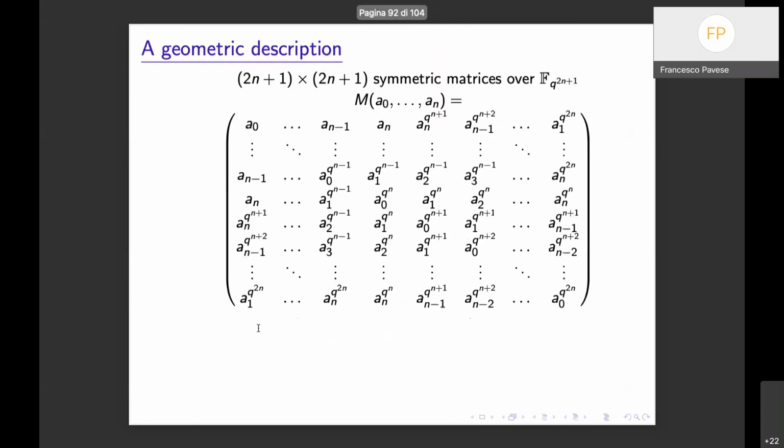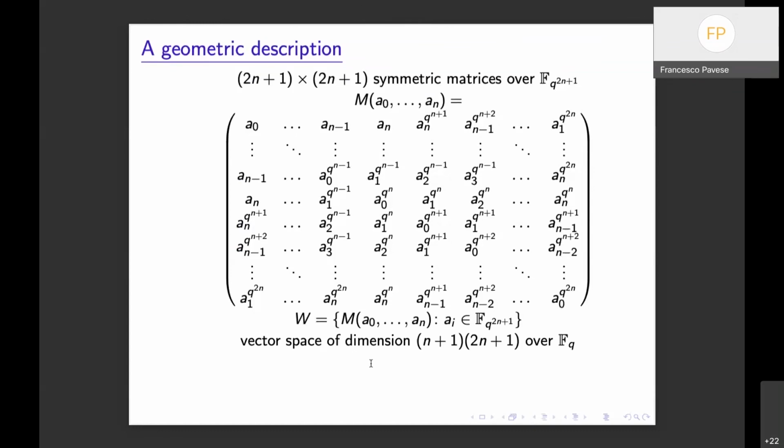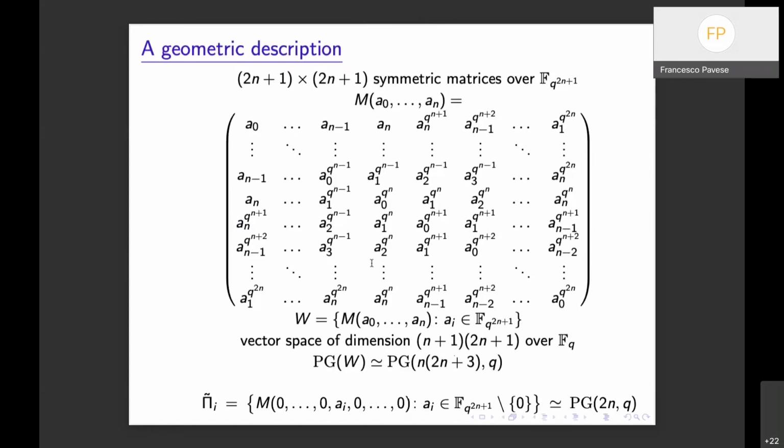So we can also provide a geometric description of this construction, and this can be done by considering a projective space whose underlying vector space consists of symmetric matrices having this shape. In this way, it is quite natural to determine n+1 pairwise disjoint 2n-dimensional projective spaces.